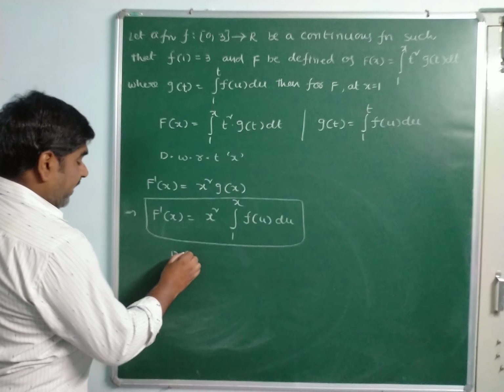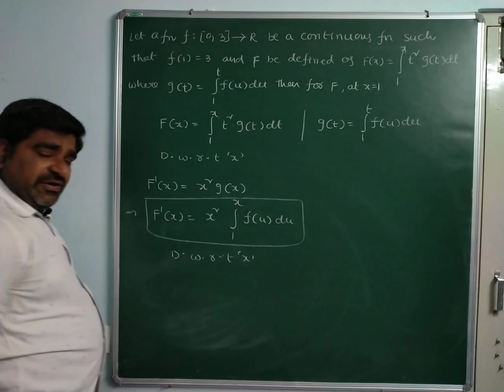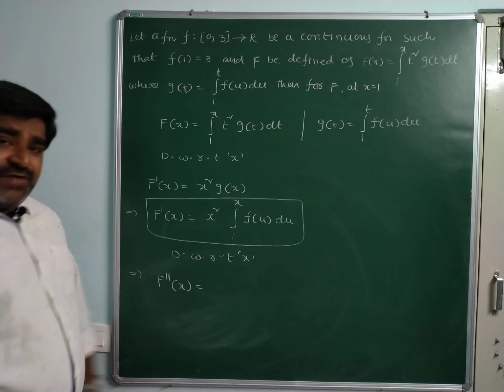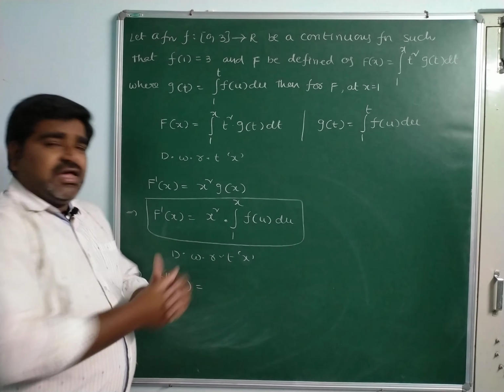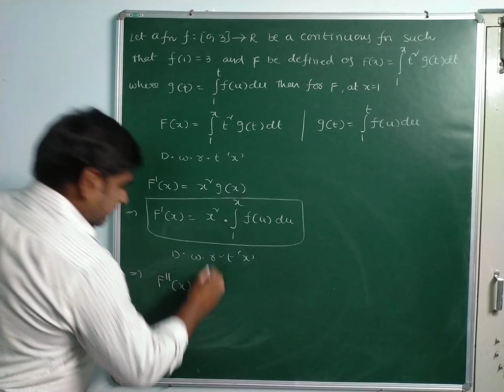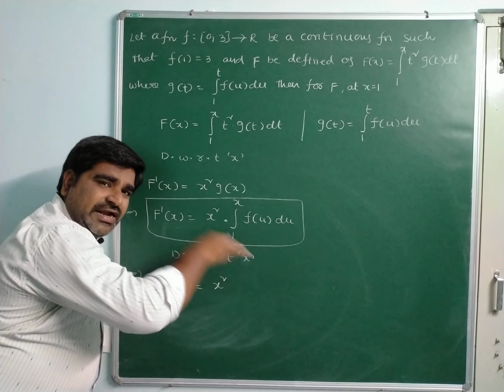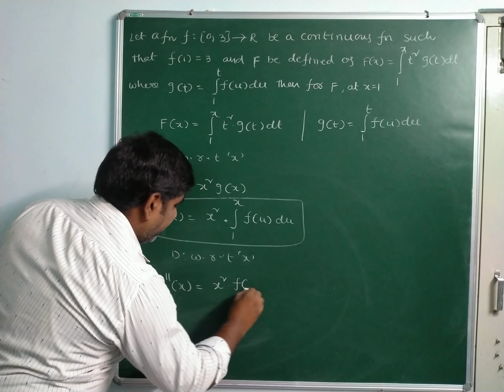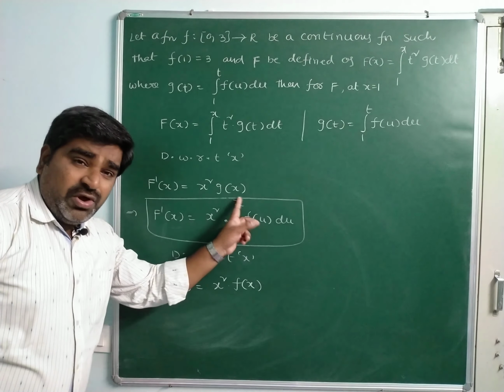After that, again differentiate with respect to x. The derivative of F dash of x is F double dash of x. On the right side, x square into integral 1 to x f of u du is in the form of uv, so apply the product rule: x square into the derivative of this integral. Again for this we apply the Leibniz rule. The variable of integration is u and the upper limit is x, so write x in the variable of integration. That is x square into f of x, and the derivative of x is 1. The lower limit is 1, so the next term becomes 0.